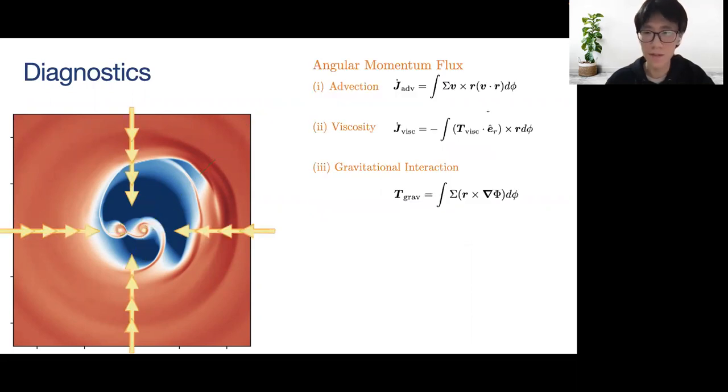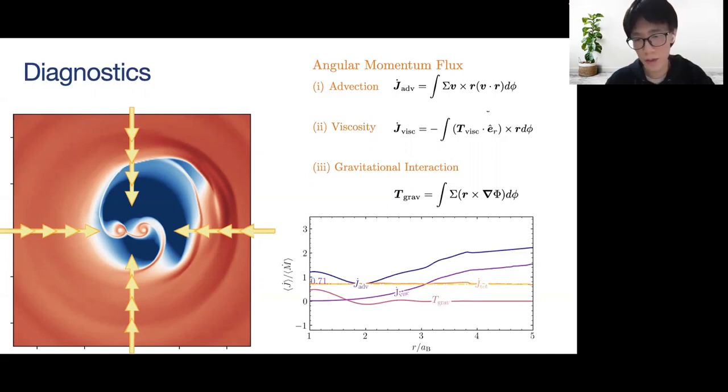And the second method is the same as I introduced before, where we measure different components of angular momentum flux: advection, viscosity, and gravitational interaction, and finally have a radial profile which controls the binary inward or outward migration. We use these two kinds of methods in order to verify our results. You can see the horizontal yellow dot-dashed line is the result calculated by the first method, and this orange line is the radial profile calculated by the second method. They reach a very nice agreement, showing our result is convergent.